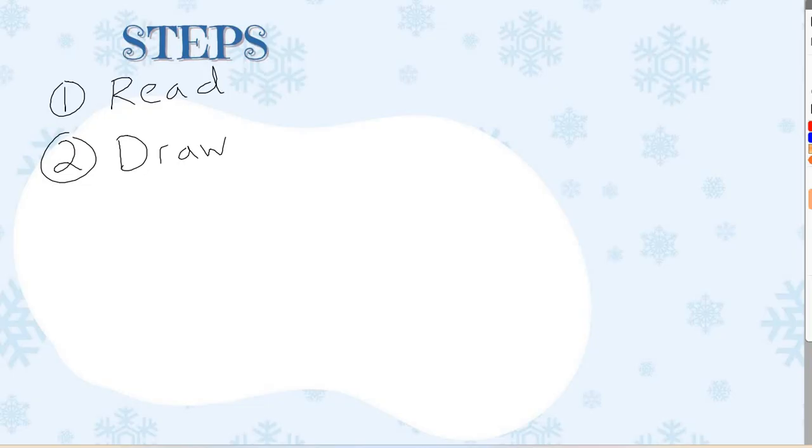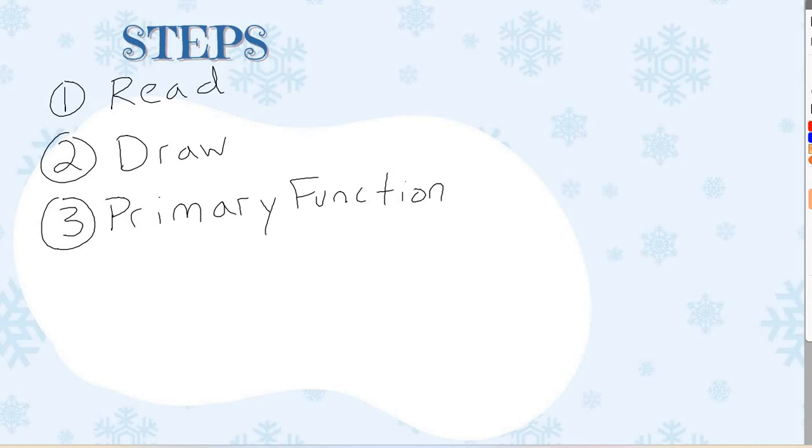So then your handout calls it the objective function. I tend to call it the primary function. So we are finding the primary function. And you might circle or underline it. Basically, that is the function that is being minimized or maximized. So whatever the question or the problem is asking us to minimize or maximize, that's going to be our primary function.